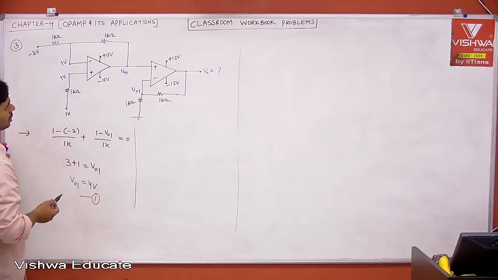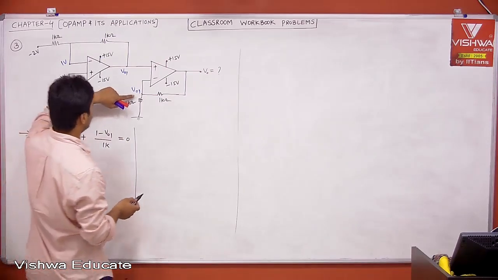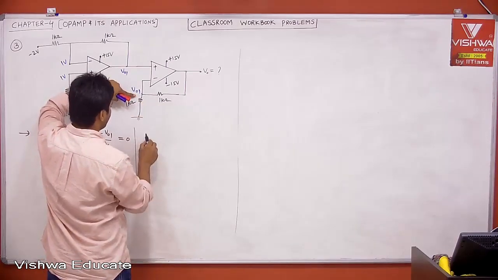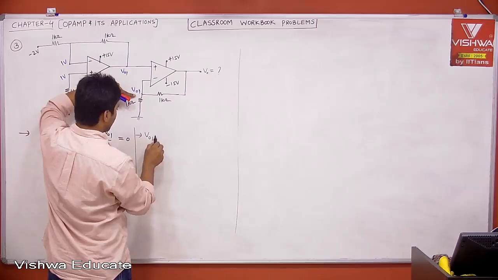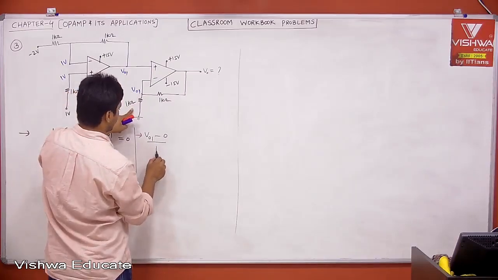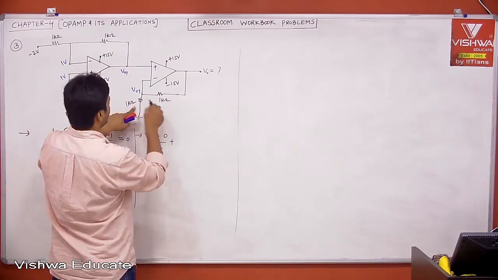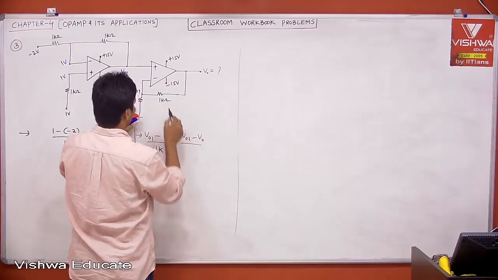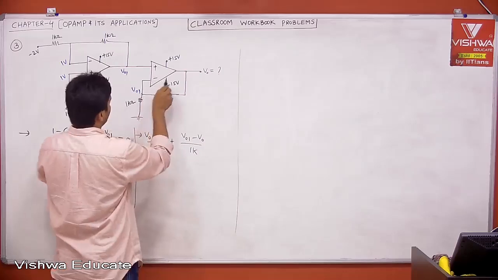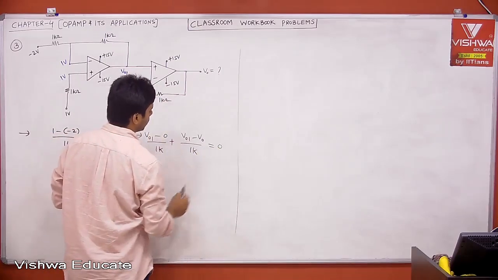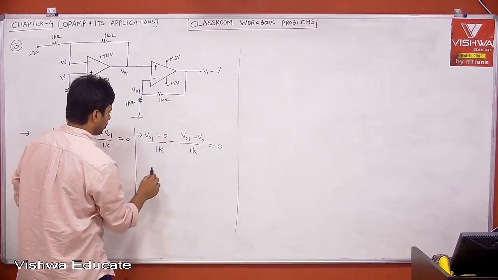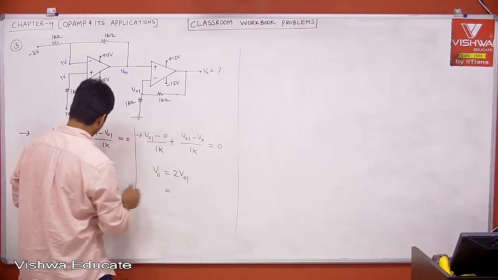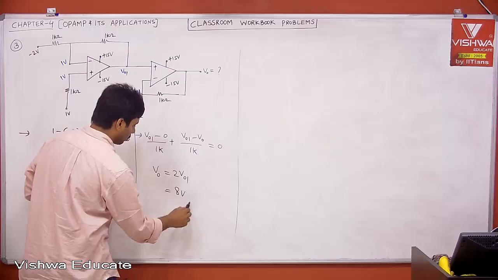Now apply nodal analysis at the other node. This is V01. You can substitute later. V01 minus 0 divided by 1K plus V01 minus V0 divided by 1K plus current entering into op amp is equal to 0. 1K, 1K will be cancelled. Then V0 is equal to 2 into V01. Then what is V01? 4. Therefore, it is 8 volts.